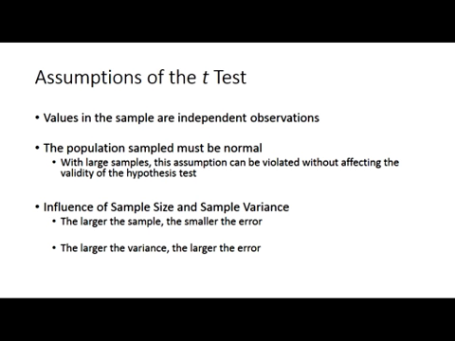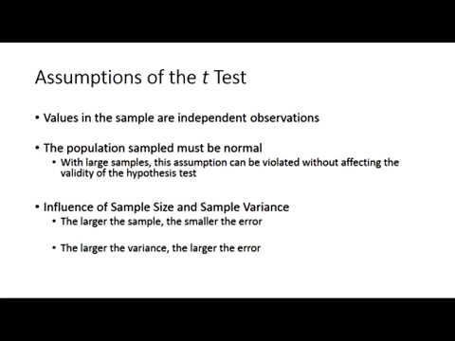So there are some basic assumptions about the t-test. Values in the sample are independent observations. The population sample must be normal. So the larger the sample, we have way more leeway for mistakes. Just think about your larger sample as being more forgiving. And remember that sample size and sample variance have an impact. So the larger the sample, the smaller our error, because we've had more opportunities.